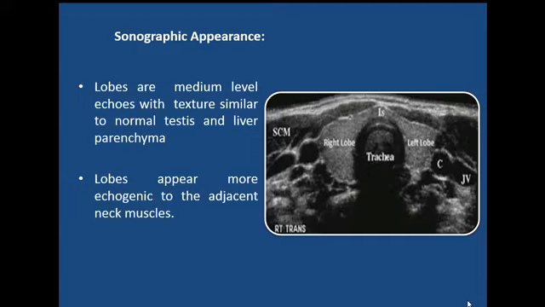Thyroid has medium level echo with texture similar to that of testis and liver parenchyma. And both thyroid lobes will appear more echogenic than the surrounding neck muscle. So if we compare the echogenicity of the thyroid to the sternocleidomastoid muscle, we'll find that the thyroid is more echogenic. And this point is actually important, because later on when we have a nodule in the thyroid, we are going to compare the echogenicity of this nodule to the thyroid itself and then to the neck muscle.